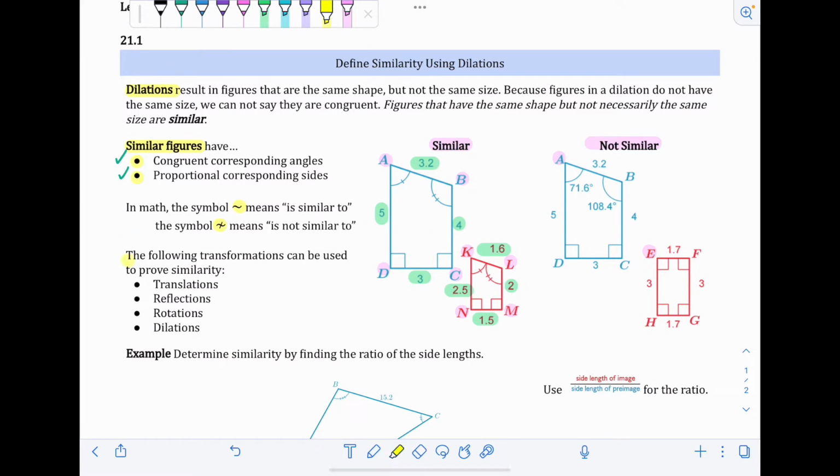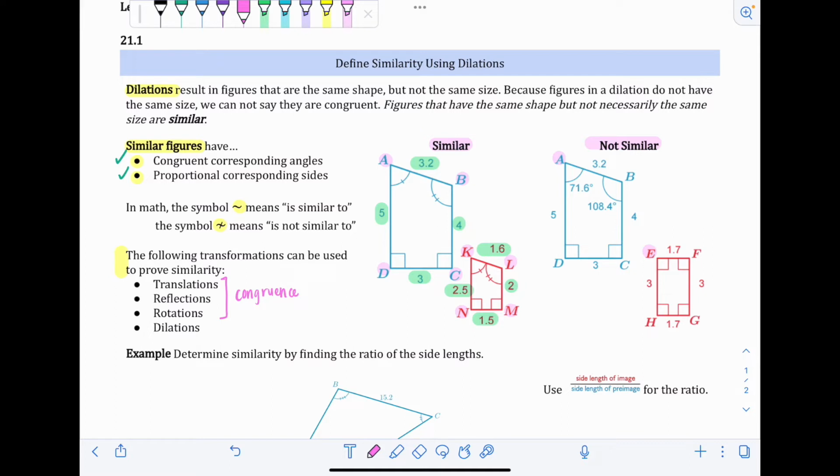And then moving down here, the following transformations can be used to prove similarity. So translations, reflections, and rotations, and then also dilations. The first three can also be used to prove congruence because those are rigid. Dilations can't be used to prove congruence though, because congruence means the same size. Dilation will change the size. So all four of these can prove similarity. Only the first three can prove congruence.